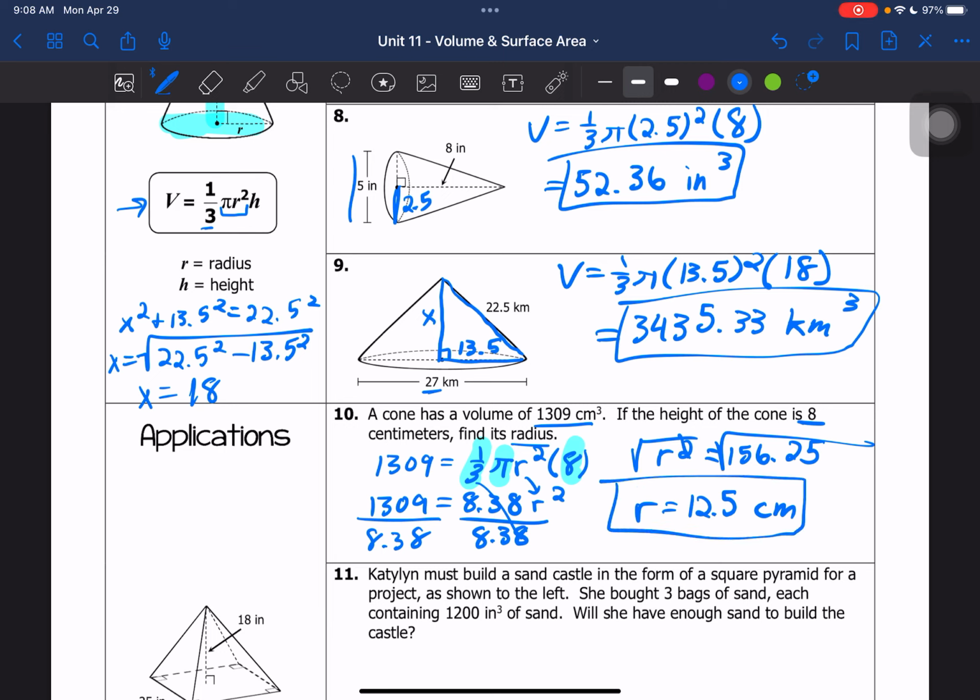Remember, we don't need the cubed part at this point because we're not measuring volume, we're just measuring the radius.